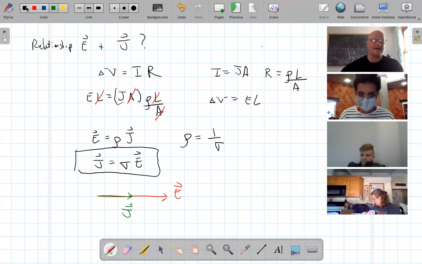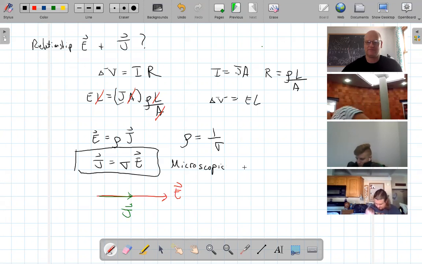So this is what's known as the microscopic version of Ohm's law.